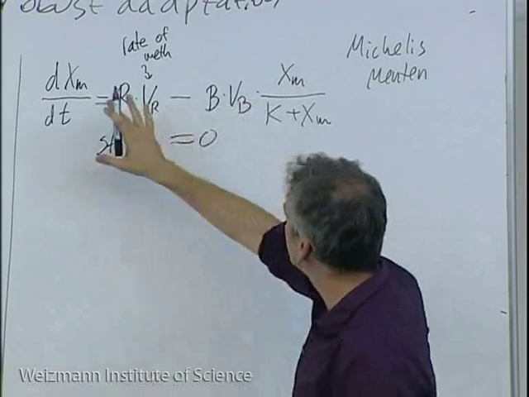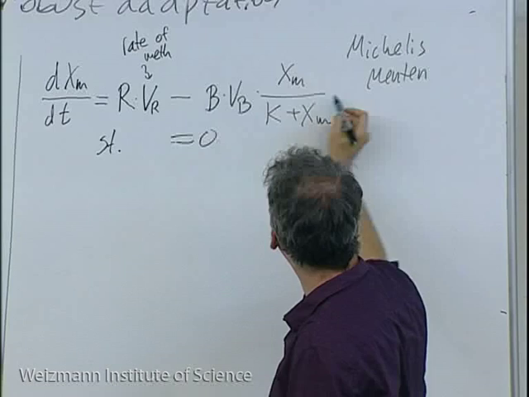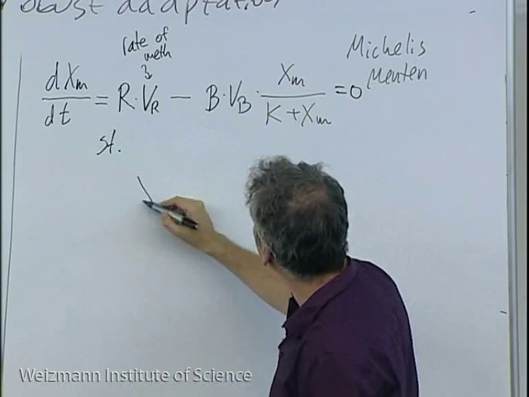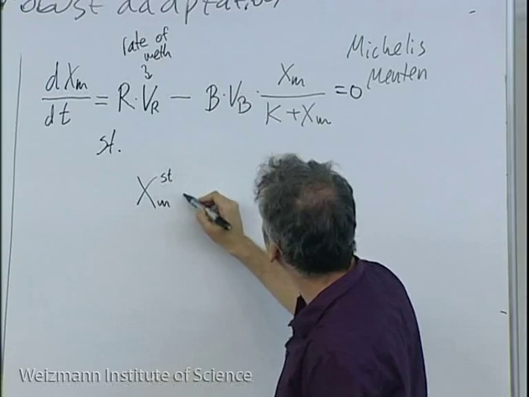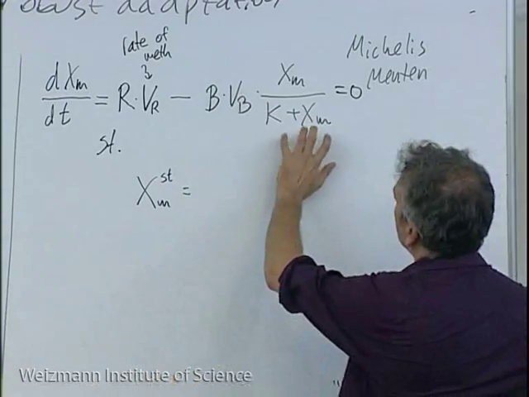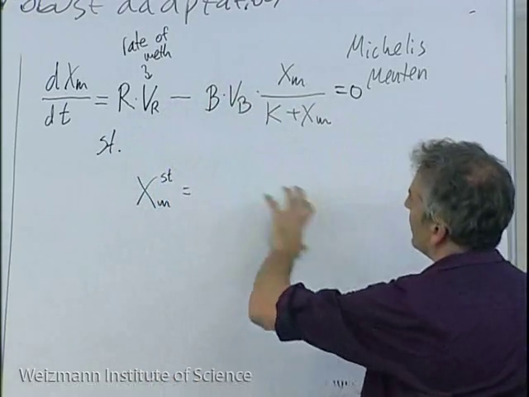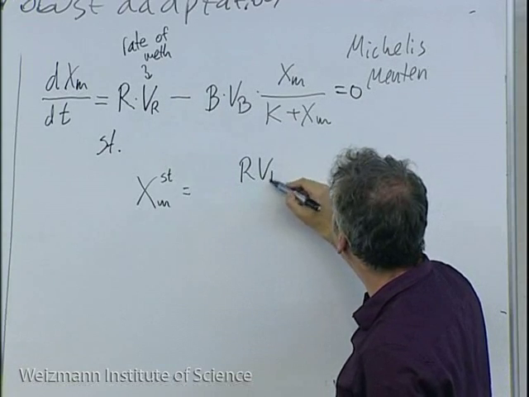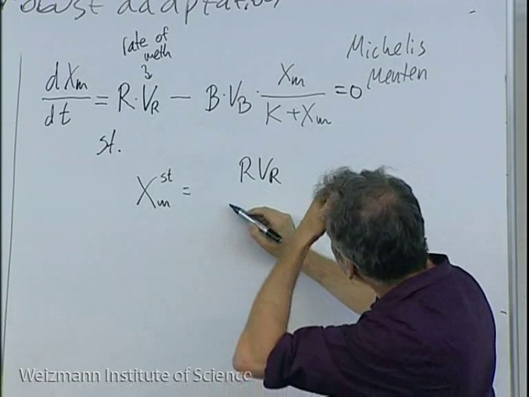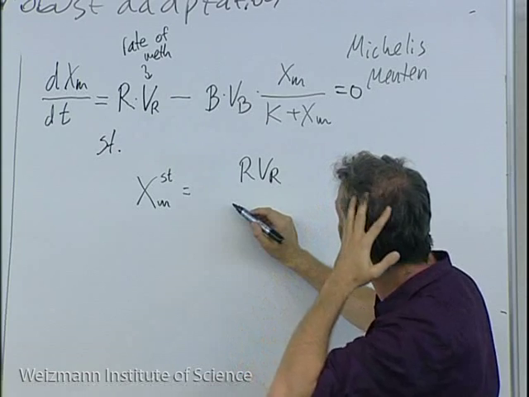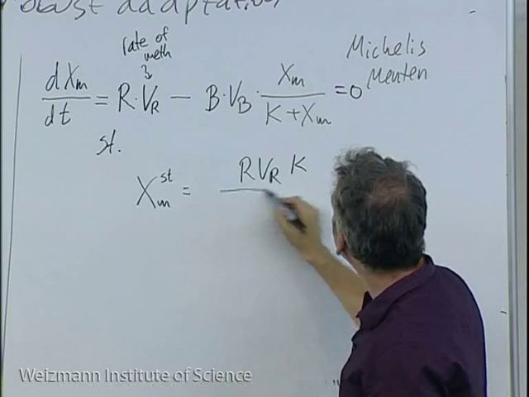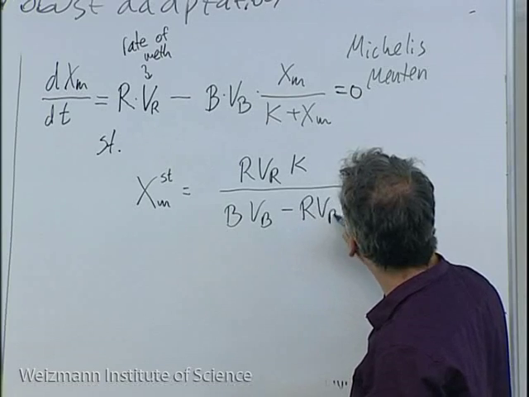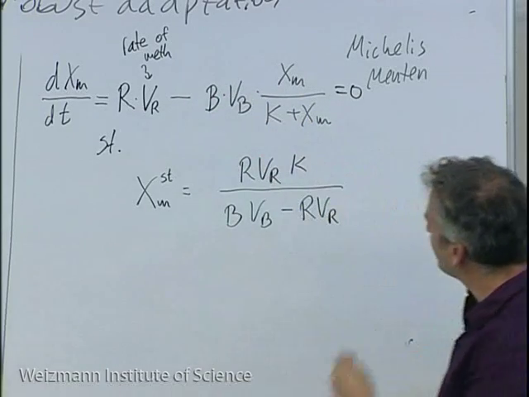There's no more change, so dXm/dt equals 0 at steady state. And now we need to calculate Xm steady state. And you move this here, you get something like RVR K divided by BVB. And so on. This I just got from algebra here.